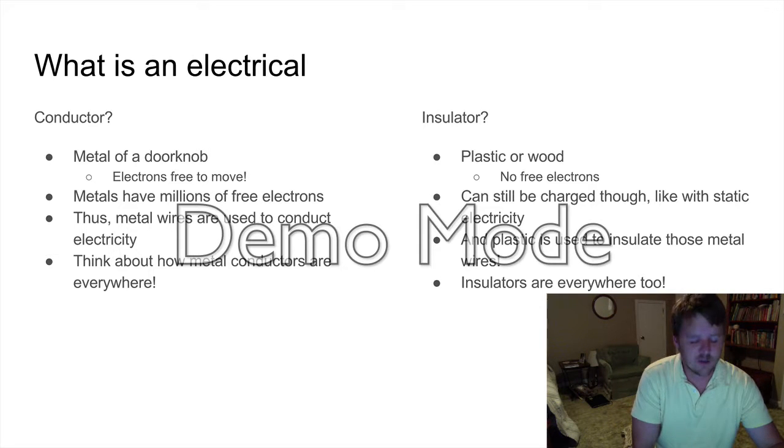Now, what's an insulator? An insulator is going to go around the metal wire. It can still be charged, like with static electricity, but it's not going to conduct electricity as well as a metal. So you coat wires with insulators to help prevent fires, help you from getting shocked, and whatnot. Insulators are everywhere too, because you coat metal wires with insulators.